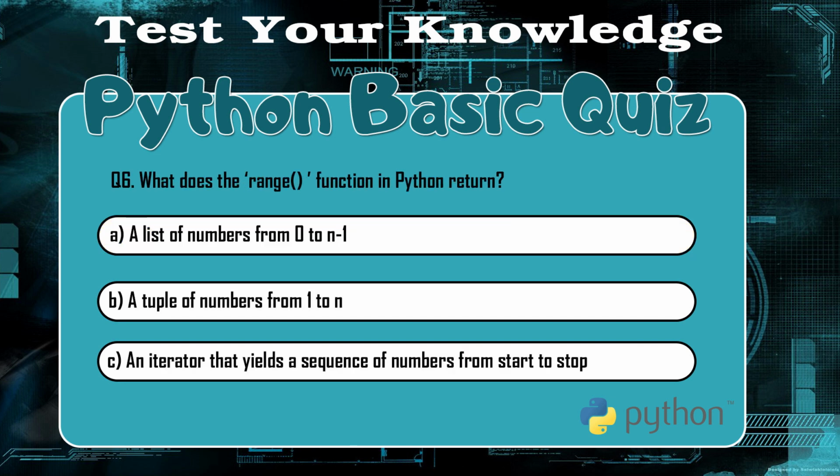Question 6. What does the range() function in Python return? Is it A, B, or C? Pause the video. The answer is C.